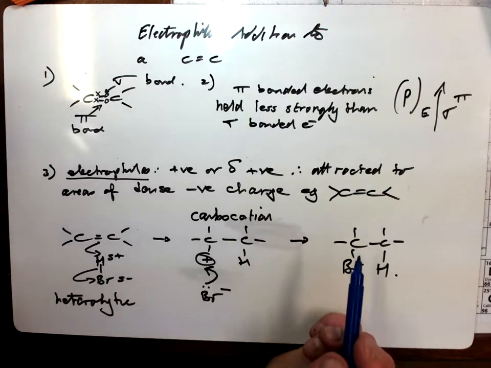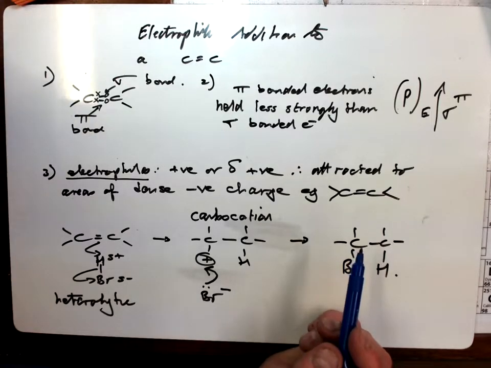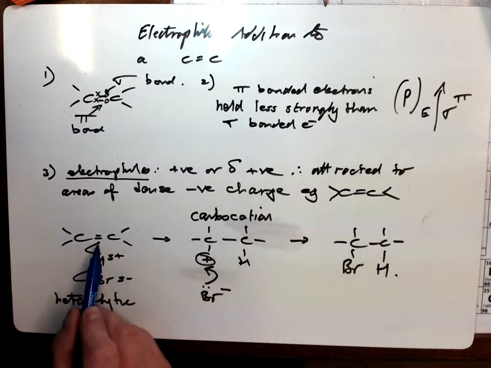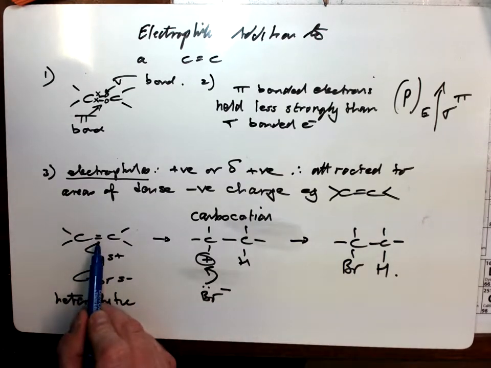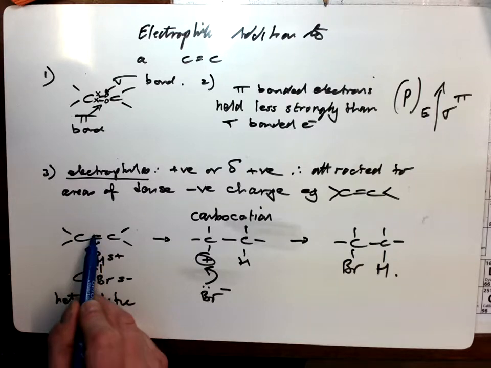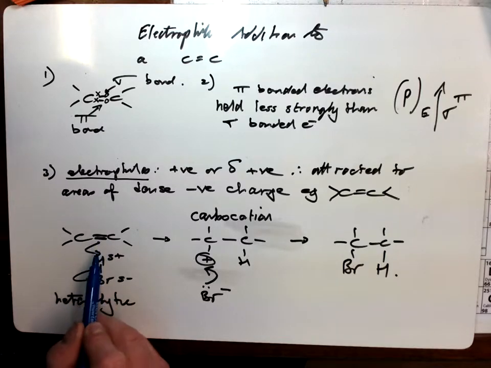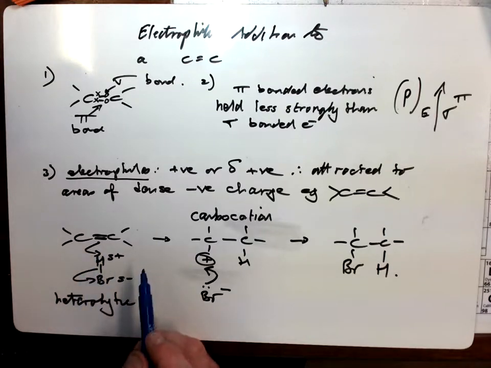So this is your first introduction in mechanisms to what we call curly arrows, which are arrows which show movement of a pair of electrons, and they show movement from where the electrons begin, obviously in the pi bond here, to where those electrons are attracted or go towards. So let's have a look.